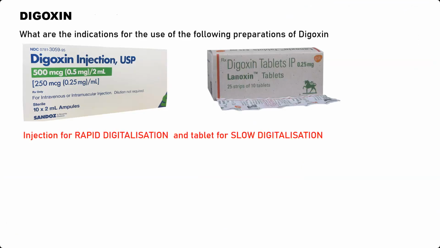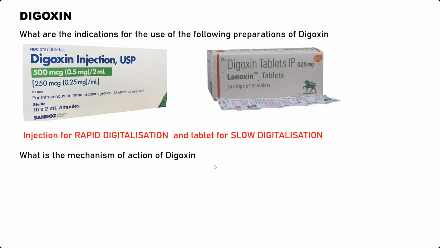So injection is for rapid digitalization, tablet is for slow digitalization. Why? What is slow digitalization? When you give the tablet orally, it takes at least 48 hours for the effect to come on, whereas by giving IV, you can achieve the effect within 6 hours. That is the difference between rapid and slow digitalization.